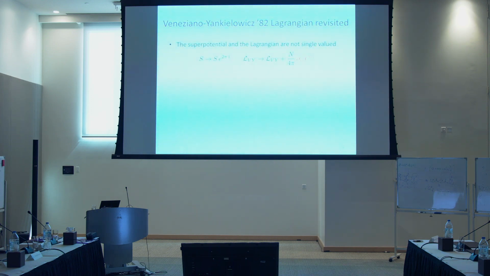Now, there are some issues with this Veneziano-Yankelovich Lagrangian. It is not single-valued, as one can see. If we just rotate the field S by the total angle, then it gets shifted by a total derivative, which is ∂_m C^m. In the Yang-Mills case, this would be the instantonic topological density.